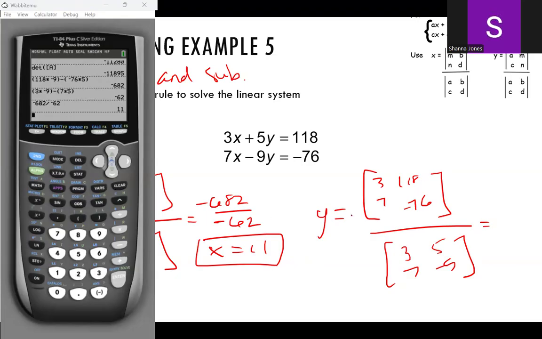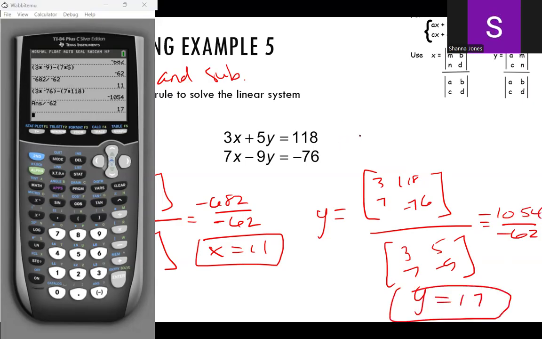And I'm going to do the same thing for y, but I only have to do the numerator because I already know the denominator is -62. So we have 3 times -76 minus 7 times 118. Hit enter, and this divided by -62, and we get 17. So y equals 17. So the solution to this system would be 11, 17.